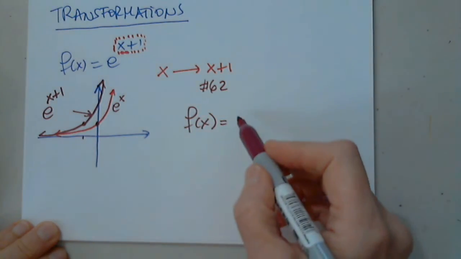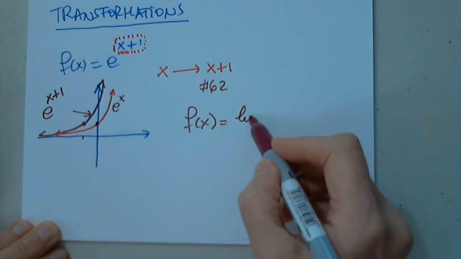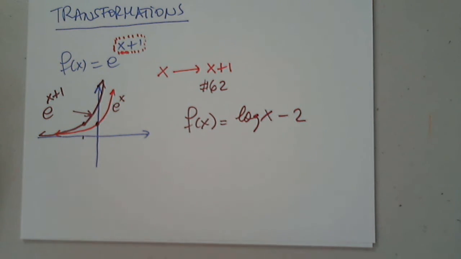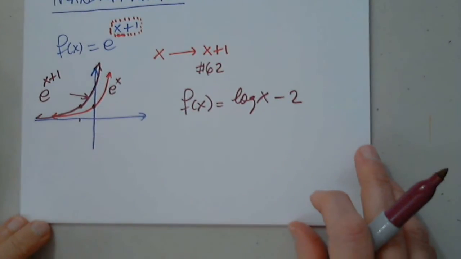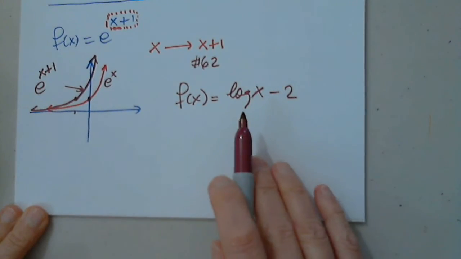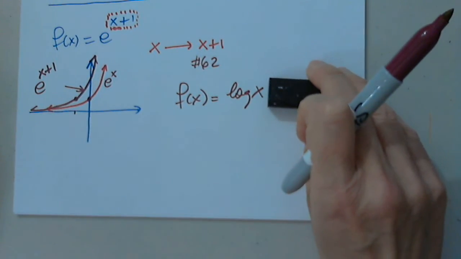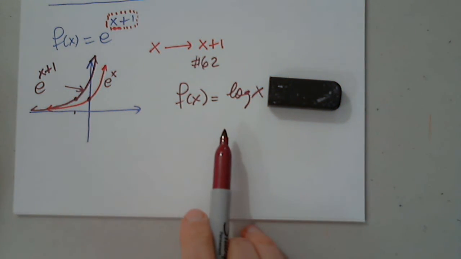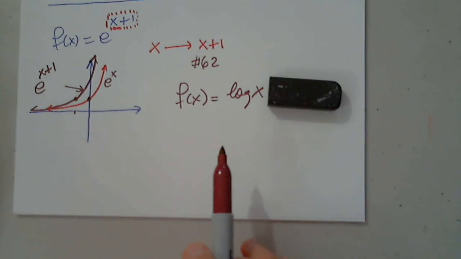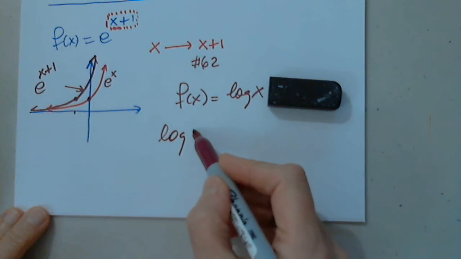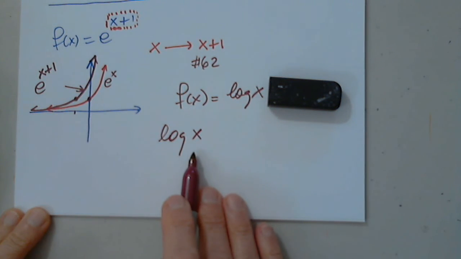Number 62, we have h of x equals log x minus 2. Oh, sorry, I didn't see the chat. Ah, good, awesome. Very good. Thank you. So first thing, we have to identify the base function. What function was used for this function? Well, obviously log x. So this is the common log.